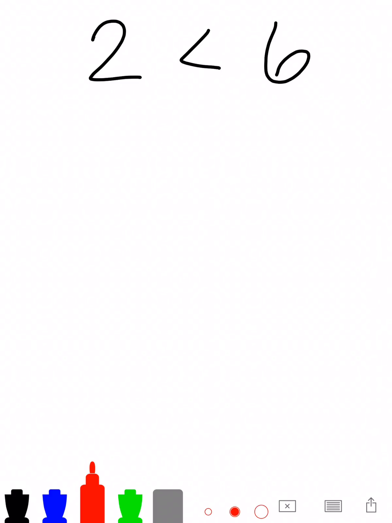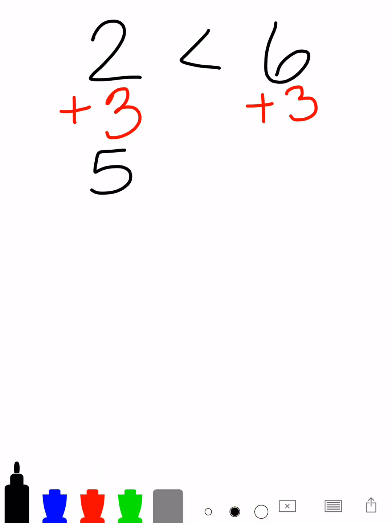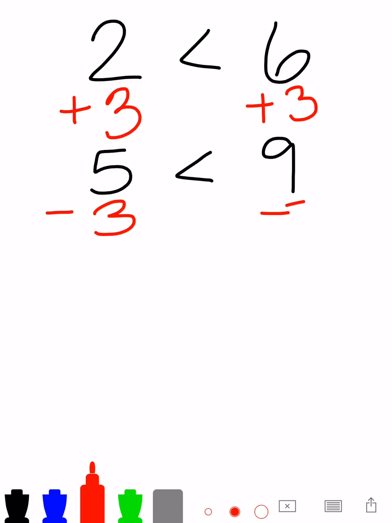Let's say I add 3 to both sides. Now I have 5 is less than 9, still giving me a true statement. So if I add something to a true statement, it's still going to give me a true statement. Let's take it back. If I subtract 3, clearly I'm going to go back to the exact same thing we started with: 2 is less than 6.